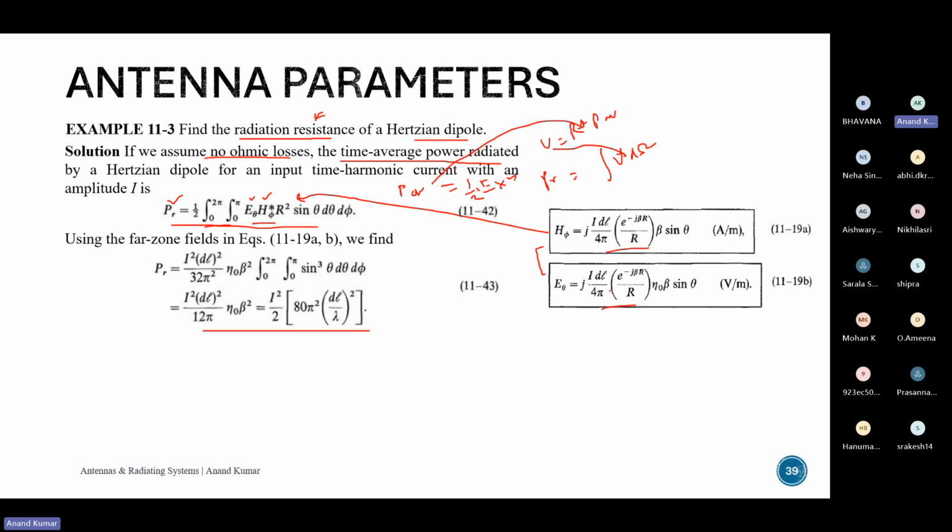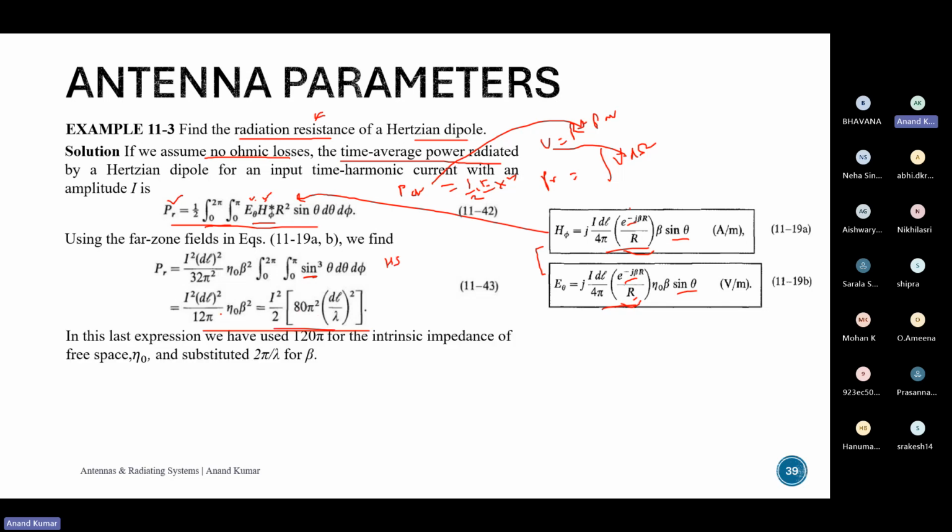Essentially, in the far field, we have done approximations. The e power terms are gone, and the R terms and such are also gone. So these bracket terms were simplified for the far field, and then we ended up with only sine theta for E theta and H phi. So we had sine cube inside the integral, and to solve this is again a high school problem. You can solve that, and you'll end up with this expression.